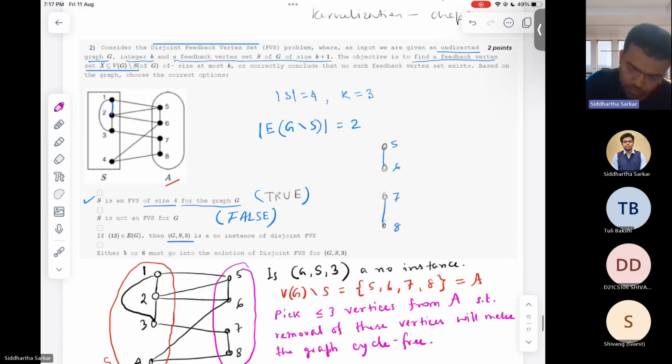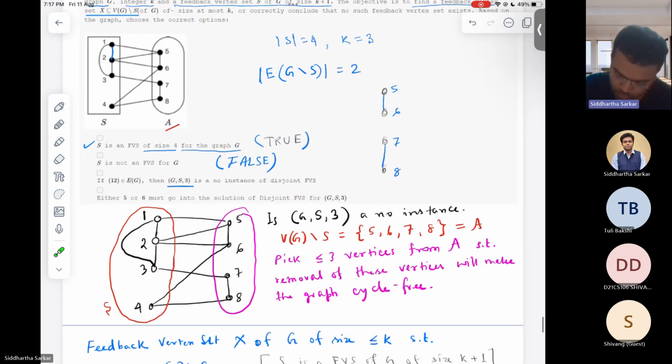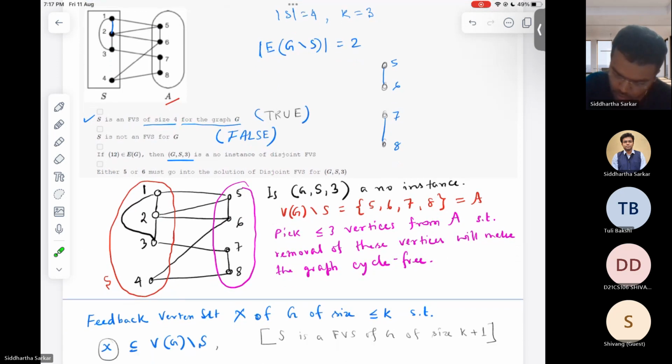So we are looking at the definition of disjoint feedback vertex set. It says that you are given an instance that consists of a graph. So this is our graph. And it also gives you a feedback vertex set S, but its size is one more than our target. So our target is getting a feedback vertex set of size at most k, but somebody has given you a feedback vertex set of size k plus 1. In this case, the value of k is 3.